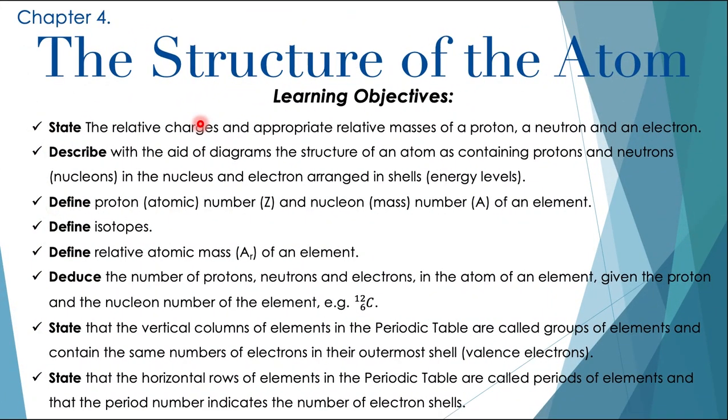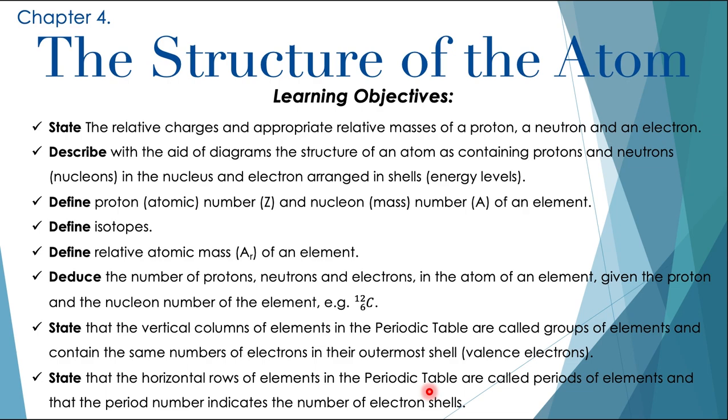Hello everyone, and welcome to the fourth chapter of our Chemistry O-Level Lessons series. This chapter is called The Structure of the Atom, and here we have the learning objectives of this chapter. The specific topics of this chapter are listed in the description below, along with their chapters and timings.